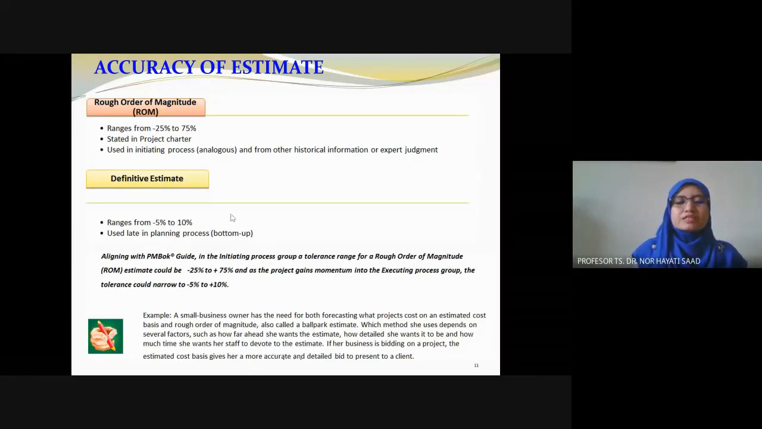So an estimated cost basis gives a more accurate and detailed bid to present to a client. If we do a bottom up estimate, it will help a lot for the company, for the person who is doing the bidding, to bid closely the right cost, to reduce the tendency of being high risk for the company.